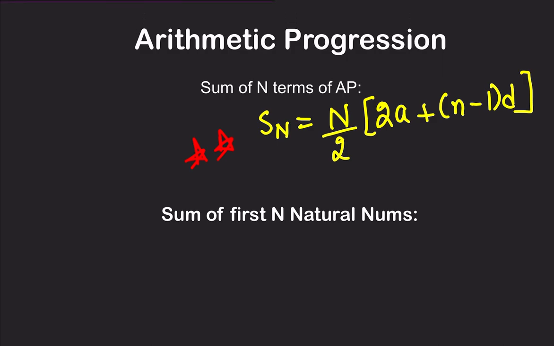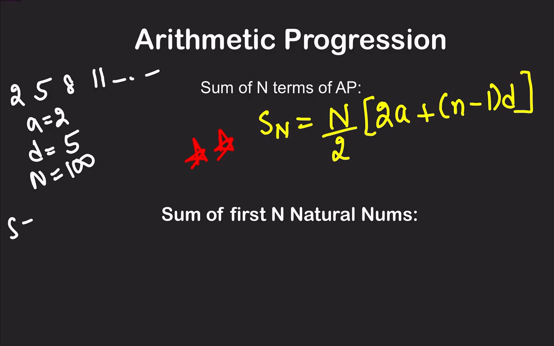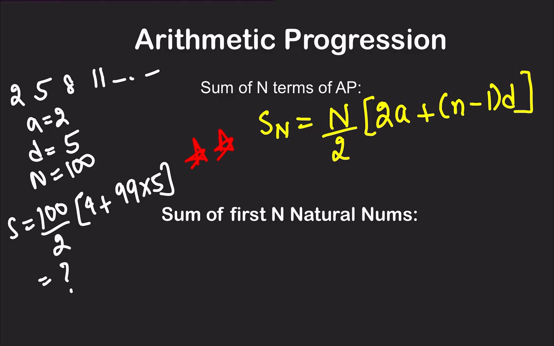And how are we going to use it? We know that 2, 5, 8, 11 is an arithmetic progression series. First term is 2, difference is 3. We need to know the sum of 100 terms. So the sum of 100 terms is n by 2, that is 100 by 2, into 2a, which is 2 into 2, plus n minus 1, that is 99, into d, which is 3. If you calculate this, you will get the sum of the first 100 terms of this arithmetic progression series. I hope this is clear.